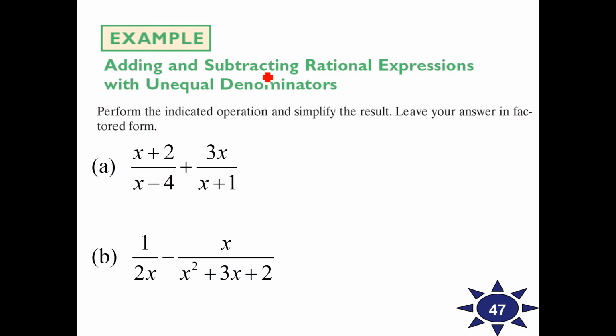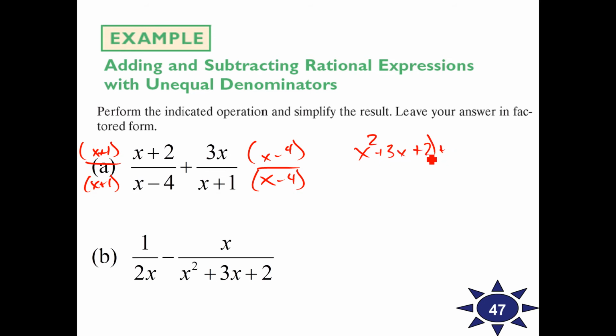All right, so problem A here, we need to multiply top and bottom by an x plus 1 over an x plus 1. And the second fraction, we need to multiply top and bottom by x minus 4. So we'll end up with x squared plus 3x plus 2 plus 3x squared minus 12x. And I'm going to come back to the denominator once we clean this up.